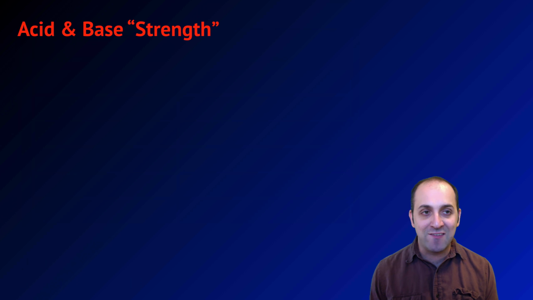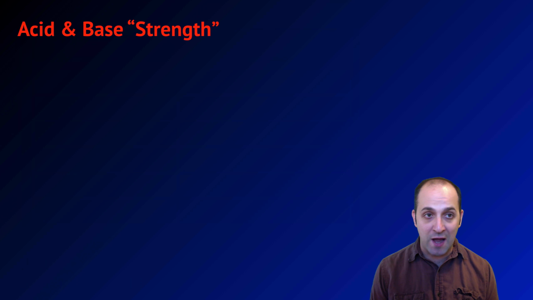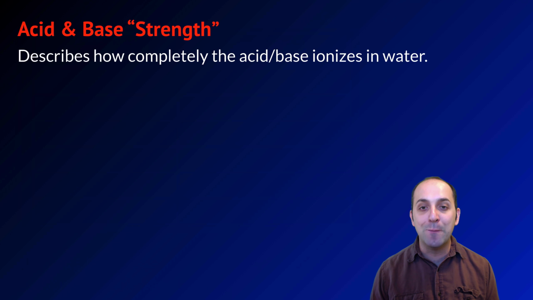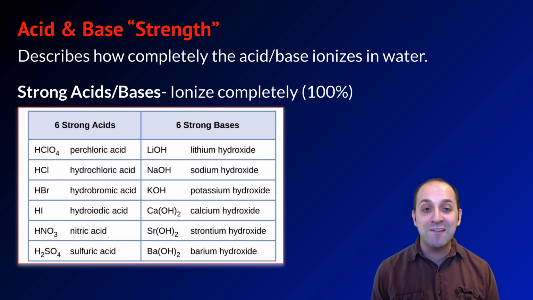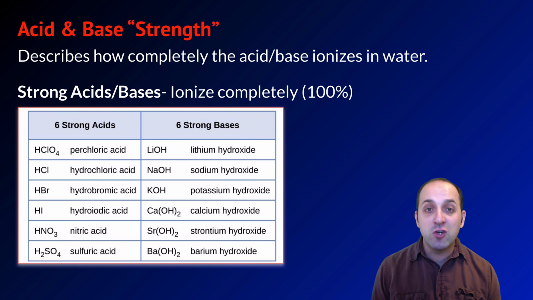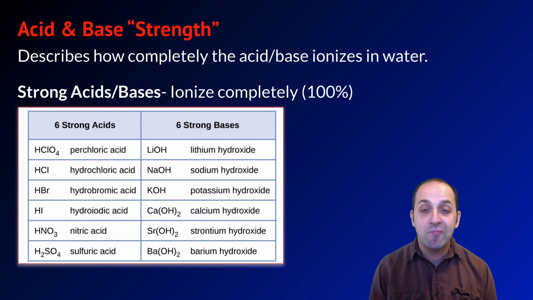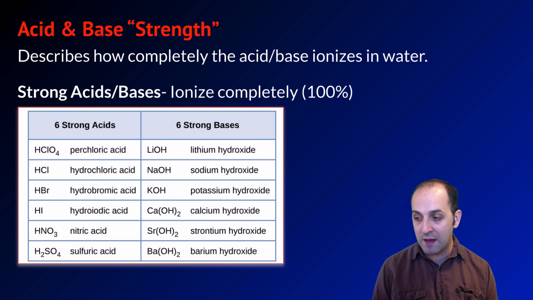One way to describe acids and bases is in talking about their strength. What we mean by this is how completely the acid or the base ionizes in water. We're not referring to its concentration. Strong acids and bases ionize completely, functionally 100%. That's what makes these strong acids and strong bases strong. If we put them in water, they will totally ionize.